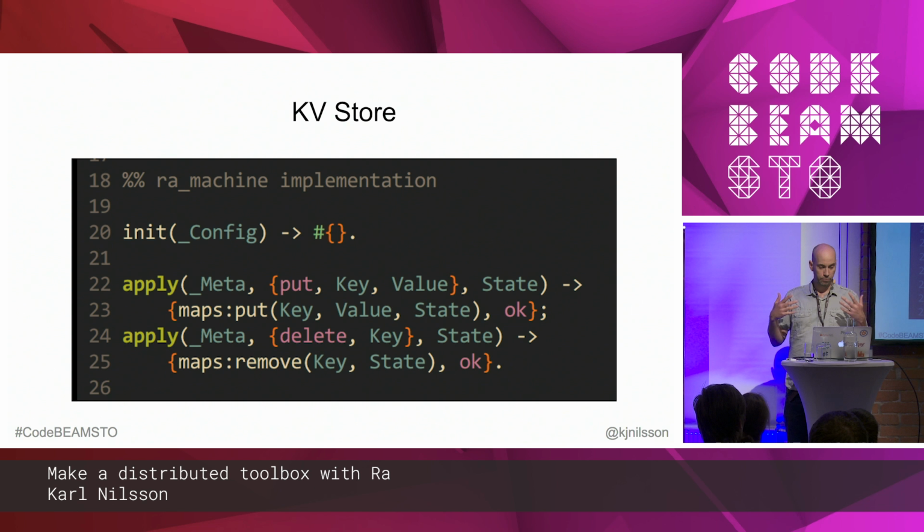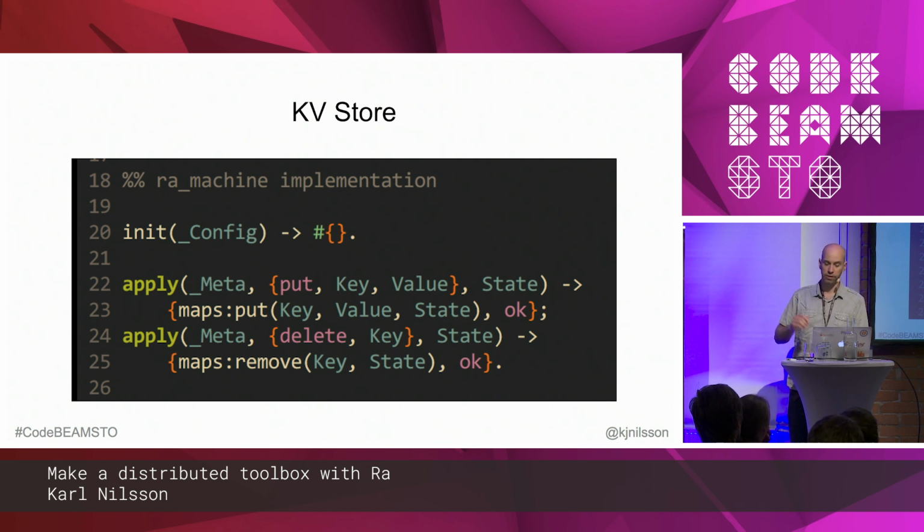So init ignores the initial configuration map because there's nothing to configure, and it just returns an empty map. That's our in-memory state machine state. Apply ignores the first argument; we're going to cover that argument a little bit later. The second argument is the command that you want to do, so a put command in the key value store makes sense. The third argument is the state, which initially will be your empty map.